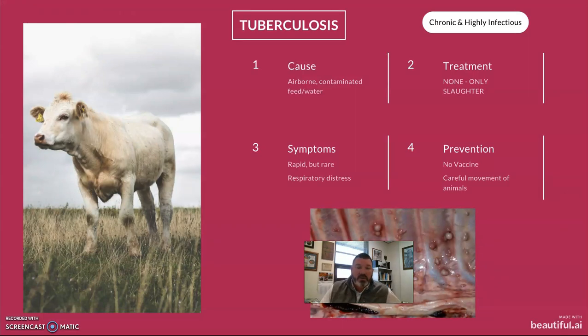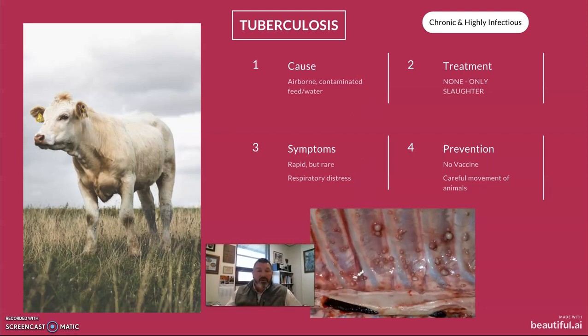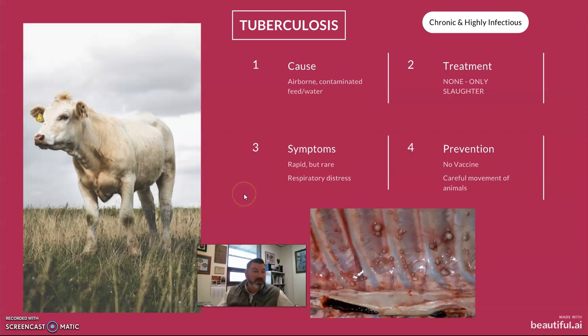So let's talk tuberculosis. TB is, of course, very chronic and highly infectious, and this is one that you would have to keep your eye on. Now, we're very fortunate in Illinois. We are considered a TB-free state because it's very rare to see it around here. Oftentimes it's transmitted by deer, but there are locations in the U.S. that are not TB-free zones or states.